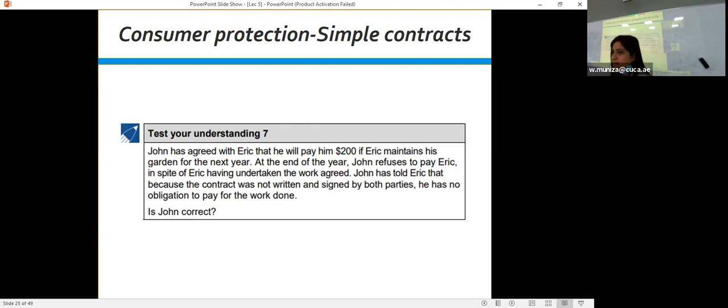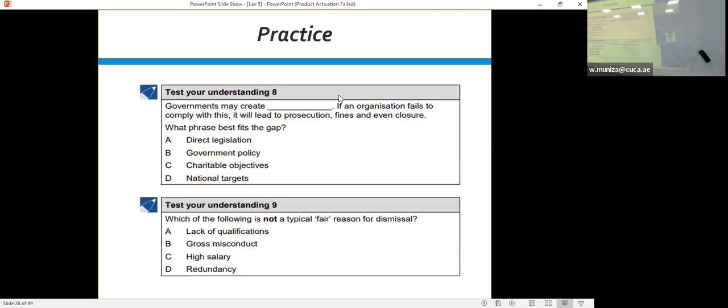Is John correct? No, because for a contract, it is not always an obligation that it has to be in written form. That is why John is not correct in this case. For a contract, it is not mandatory to be in written form. Is everyone clear? Okay, now we are ending this chapter.